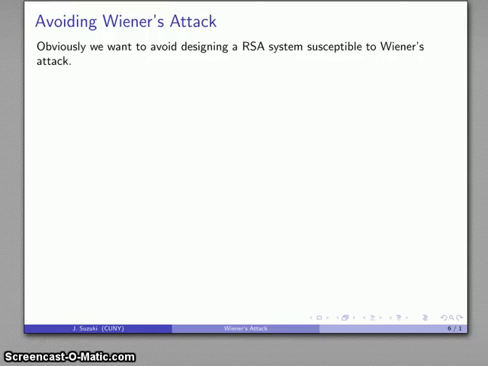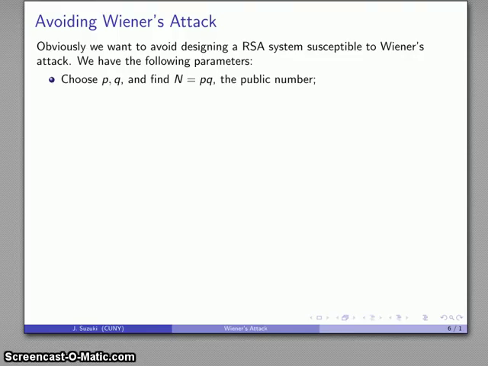Obviously, we want to avoid designing an RSA system that is susceptible to the Wiener attack. And we can do this in a couple of different ways. One, which is really the more reliable way, is that we can check to see if Wiener's attack will give us the correct decryption exponent. Now, in general, we do have some guidelines for this.